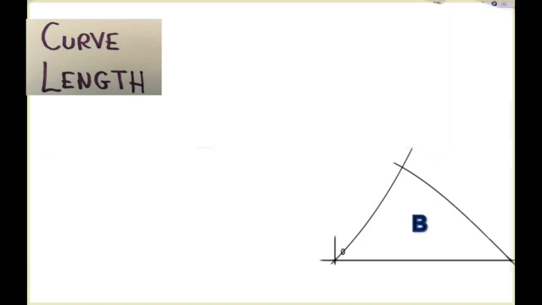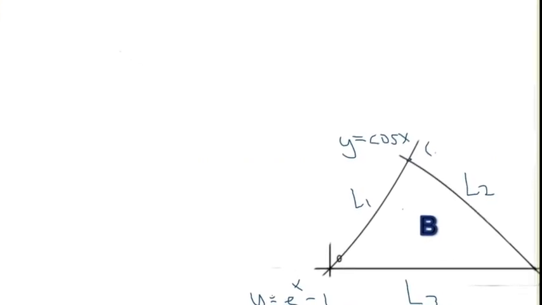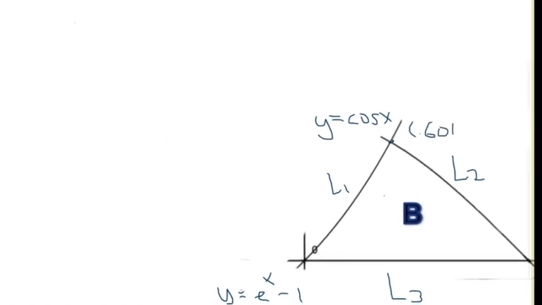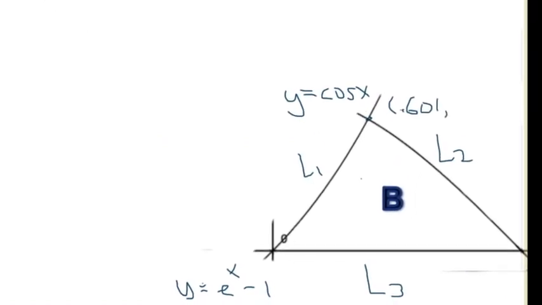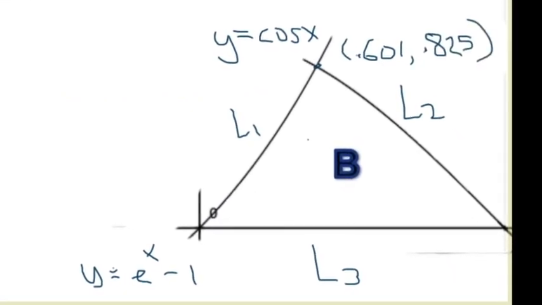All right, so we got length 1, length 2, and length 3. Y equals e to the x minus 1. And this curve right here is y equals cosine of x. The ordered pair is probably an important thing to have. That ordered pair resides at, I think we ended up with, 0.601 and 0.825.